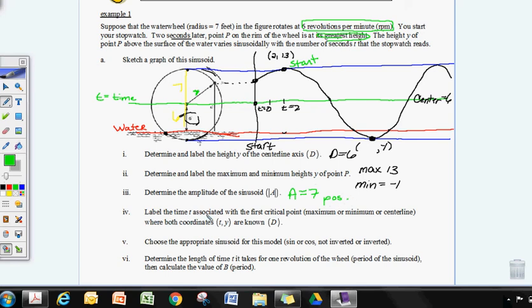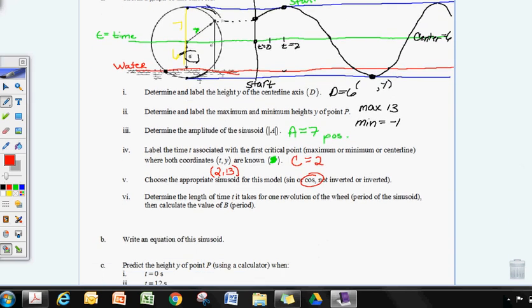It says label the time associated with the first critical point, the maximum or the minimum or center line where both coordinates t and y are known. And when we do that, that's not going to be a D value. Notice I colored that out. That is going to be a C value. Where did it start? Well, if it starts at the point (2, 13), guess what? My C value is 2. Okay, so choose the appropriate sinusoidal. You better know that it's a cosine wave.